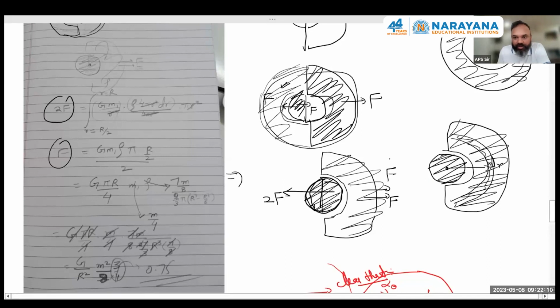So if I assume the inner mass to be m1, the field at a general r because of the mass is Gm1 upon r square. So I've written the field. Then how to find out the force? So for force, I will use the concept of pressure. So I've written pressure into projection area.